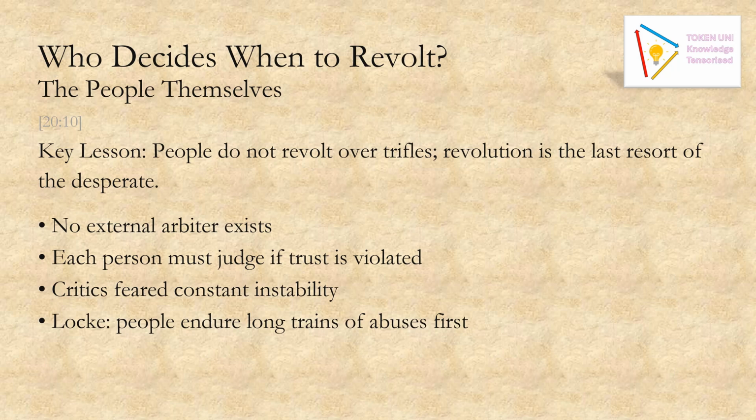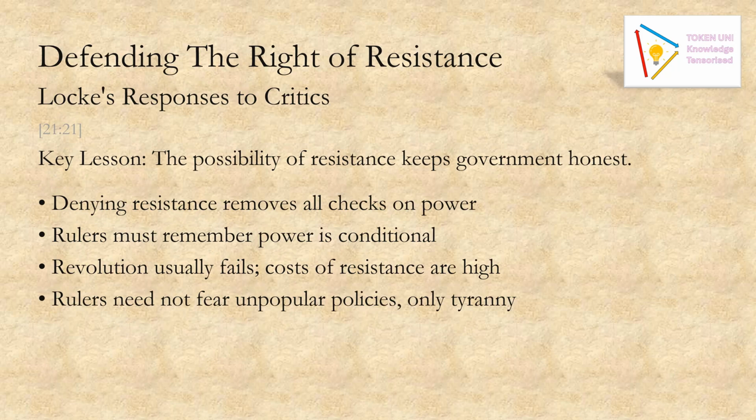Second, the greater danger lies in denying the right of resistance. A government that cannot be resisted has no check on its power. It will tend toward tyranny because it can. The possibility of resistance keeps government honest. It reminds rulers that their power is conditional, that they govern by permission, that the permission can be withdrawn.